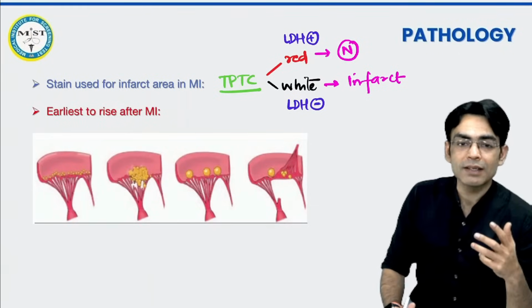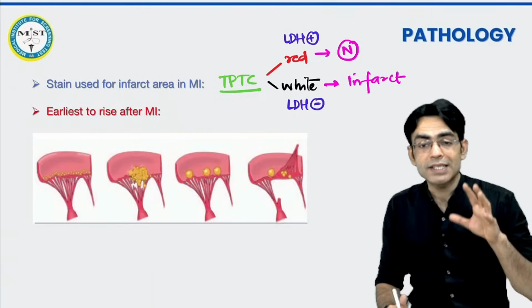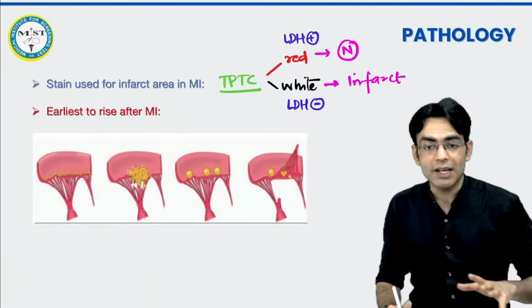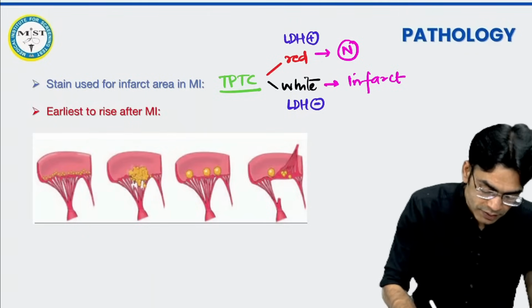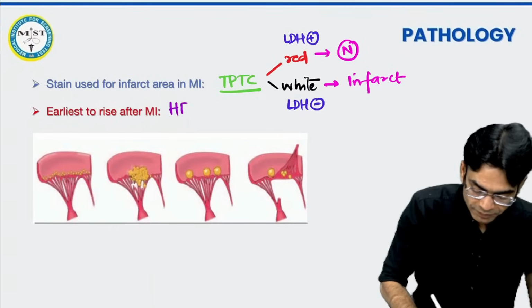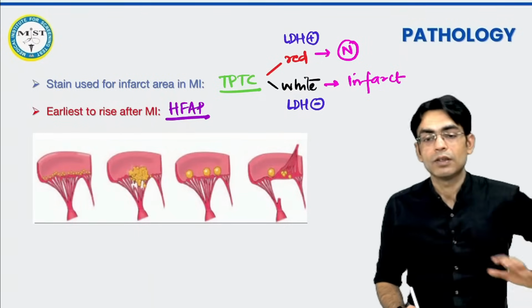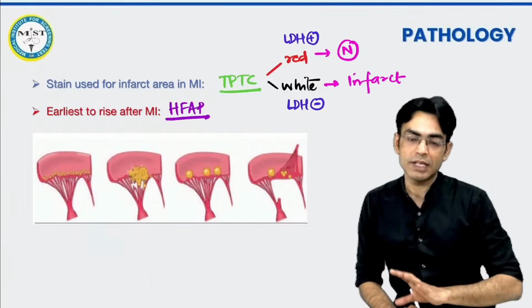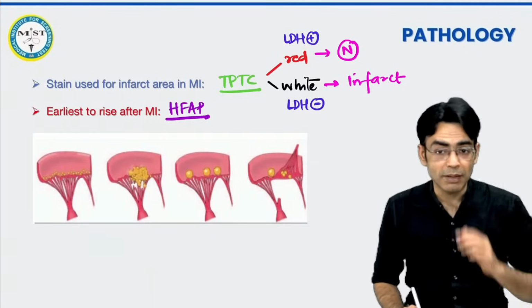Earliest to rise after MI. Which enzyme is going to rise the earliest after the MI? This is H-FABP, heart fatty acid binding protein. ठीक है, तो ये सबसे पहले MI के बाद आएगा.